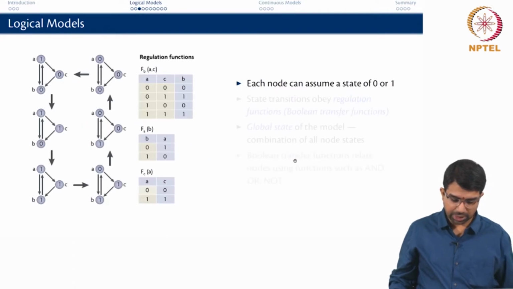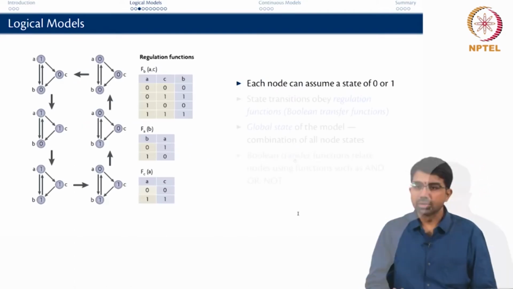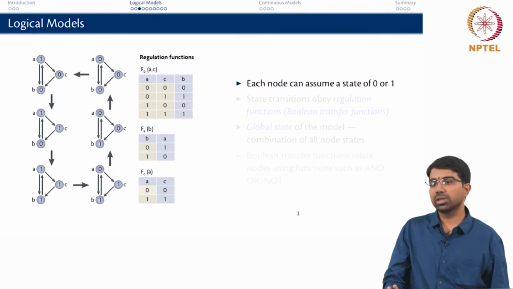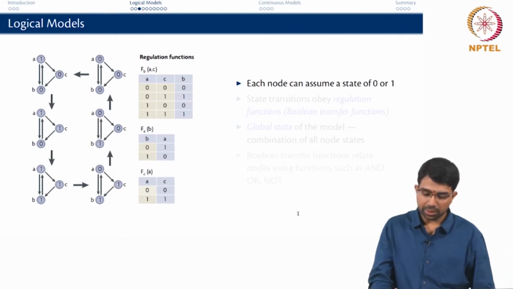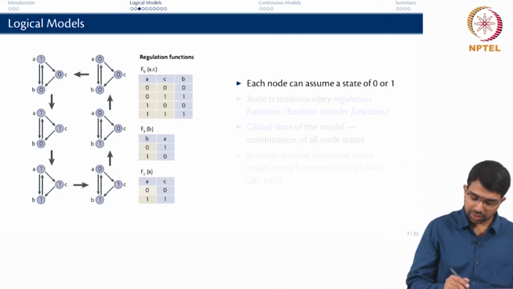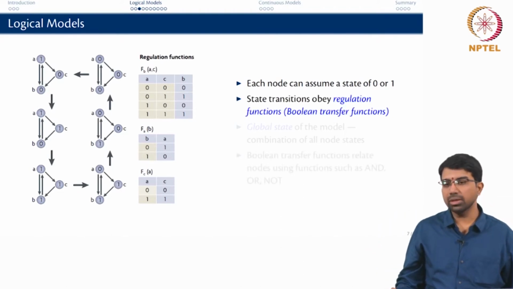That becomes the next question. Let us look at a simple example. The first thing we assume is that every node is only in two states, either on or off, basically 1 or 0, and all the state transitions obey the Boolean regulation functions, or what we translate to Boolean transfer functions.